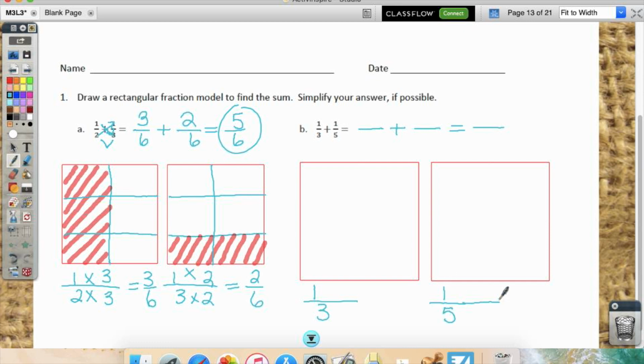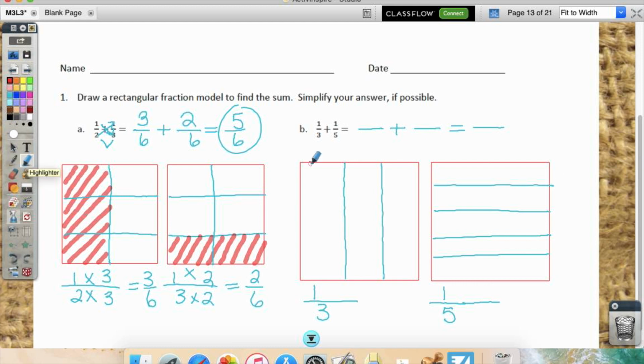Okay, so we're going to divide this one into thirds. Okay? Thirds. And this one's going to be fifths. Now, I made a rule this morning during block 1. If it's higher than fifths, we are not drawing it. That's just a waste of time. Sound good? Okay, so let's shade 1/3. And shade 1/5.